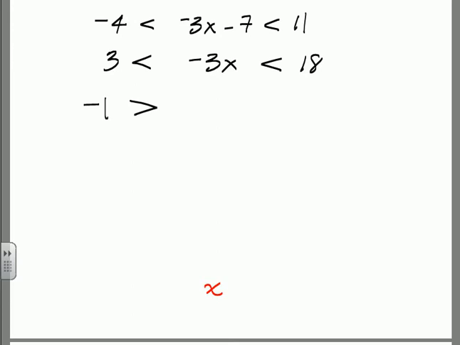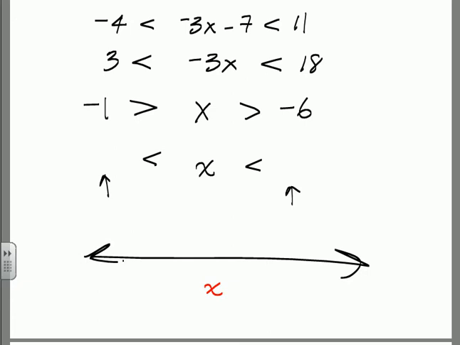In the center there, -3x divided by -3 gives us what we want, a positive x. And then the 18 divided by -3 is a -6. And we've got to change the direction. So now we know we want that x to stay in the middle, but we want the arrows to point the other way, and we want the smaller number down here and the larger number down here.